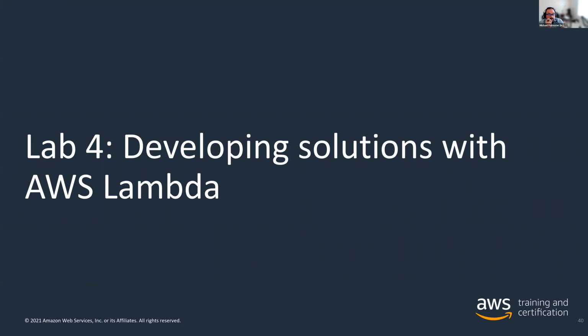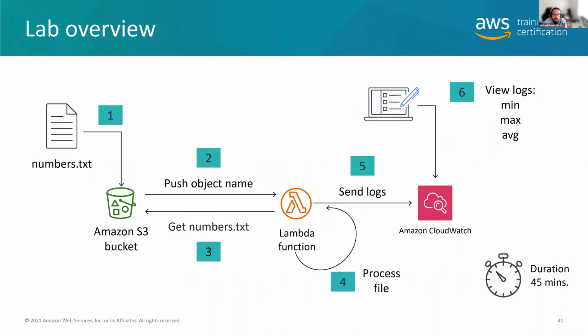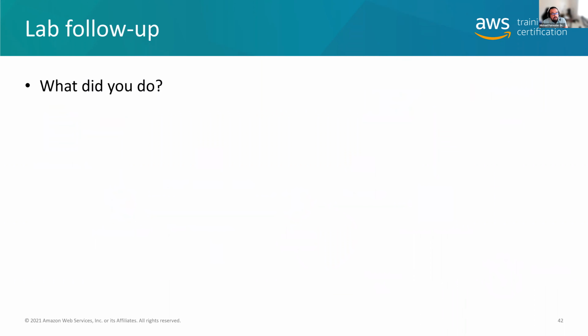Let's say you want to develop some solutions with AWS Lambda, because this is going to be lab 4. We're going to create a Lambda execution role because we're going to take a numbers.txt file out of a bucket. We're going to push the object name to the function. The function is going to grab the text file, process the file, send some logs to CloudWatch, and then you're going to view the logs. You're going to see the min, max, and the average, right? This is a pretty straightforward lab.